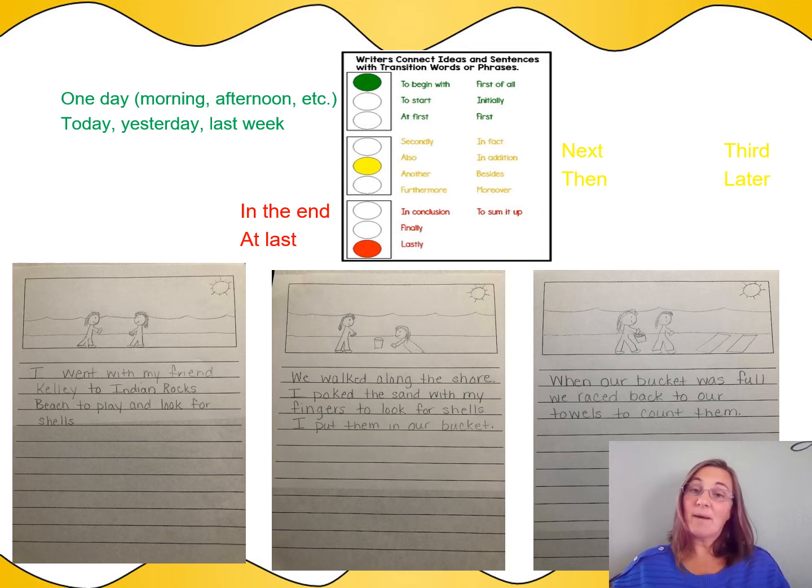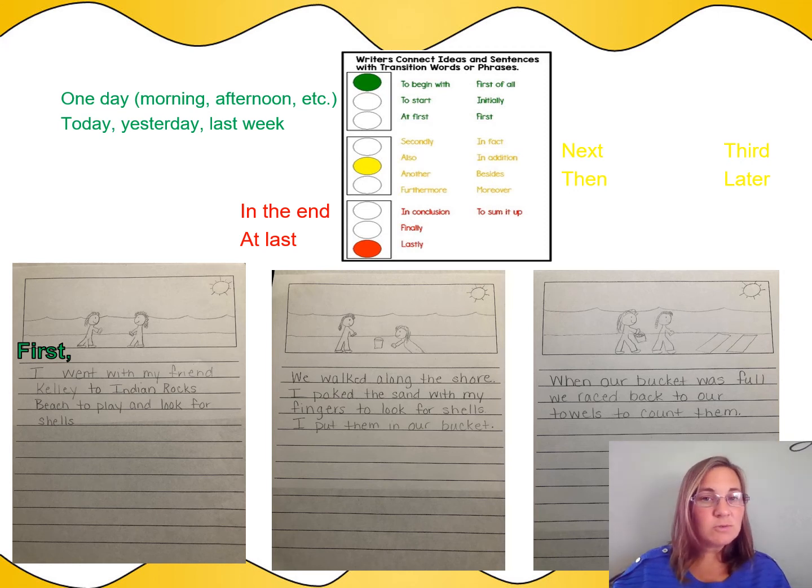Let me take a look at my first page. I went with my friend Kelly to Indian Rocks Beach to play and look for shells. Well, I need a temporal word that shows that this is the start of my story. So I'm going to choose a green word. I think I'm going to use the word first because this is the first part of my story. First, I went with my friend Kelly to Indian Rocks Beach to play and look for shells. Yep, that sounds pretty good. My reader knows it's the first thing that happened in the story.